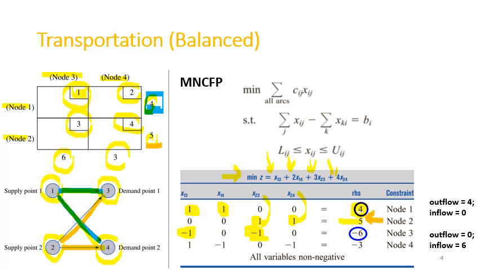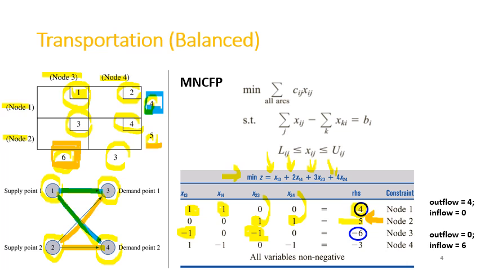Why? Because the outflow from node 3 is 0, it sends out nothing, but it receives an inflow of 6. So the 6 is coming from here. Node 3 needs to receive 6 units of flow, but it sends out nothing, so the net supply is minus 6.